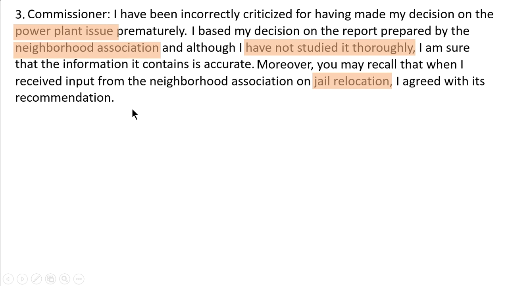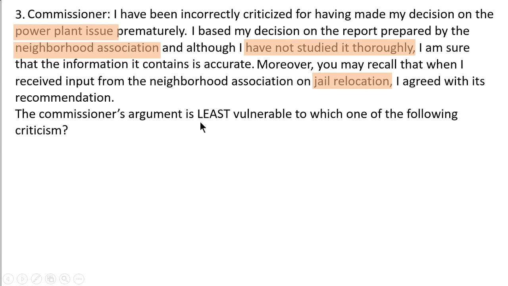So the overall argument is that the commissioner believes his decision has been incorrectly criticized. He made the decision on the basis of the neighborhood association report, which he believes is accurate without even studying it. Moreover, he has taken a decision on jail relocation on the basis of information provided by the neighborhood association, so he can take the information again and make the decision. Now, what is the question?